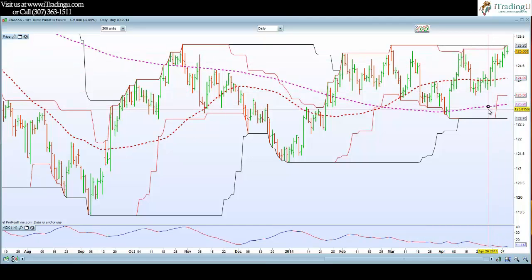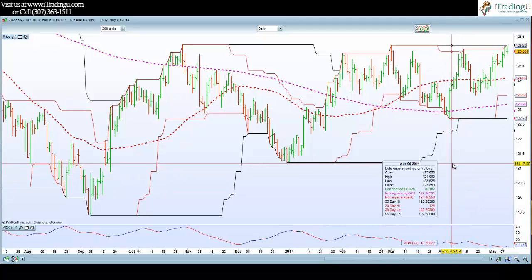All right, and basically that's it for now. These are the markets that I'm watching, looking to trade for the week.